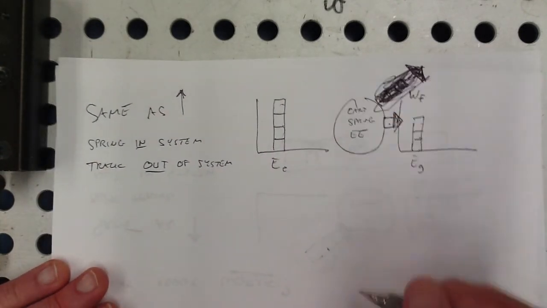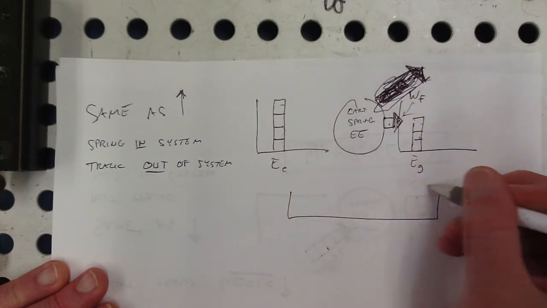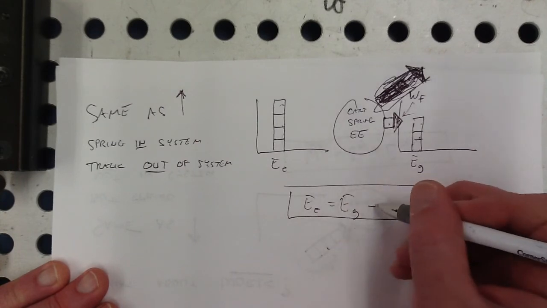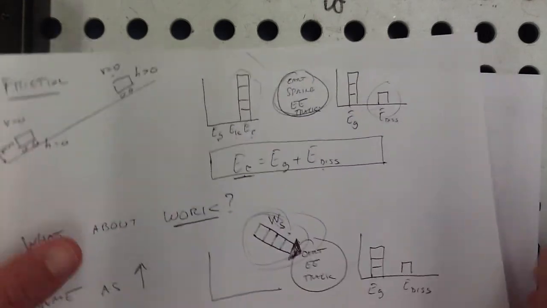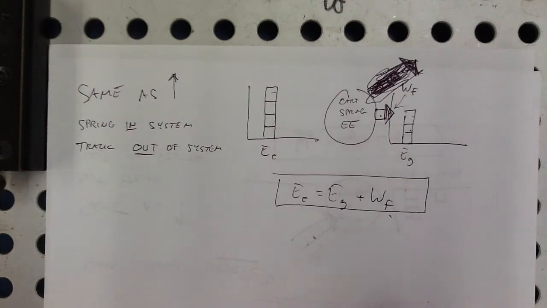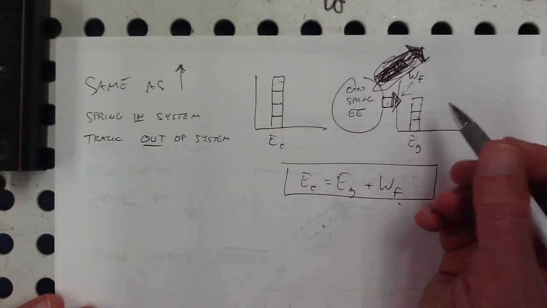And if I were going to write an equation for this, that's the work done by friction, I have EE is equal to EG plus the work done by friction. And the work done by friction here, we just call it E dis. Now we're calling it the work done by friction. It's the same thing. That's all fine. That's all good.